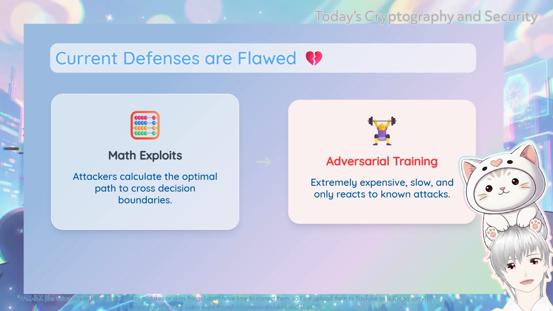Now, usually, people try to fix this by using explicit defenses. The most popular one is called adversarial training. In adversarial training, you basically teach the model by showing it a bunch of these sneaky attacks during its training phase. But this approach is extremely expensive computationally, and it takes a massive amount of time and energy to do. Plus, it only really reacts to the attacks it has already seen.